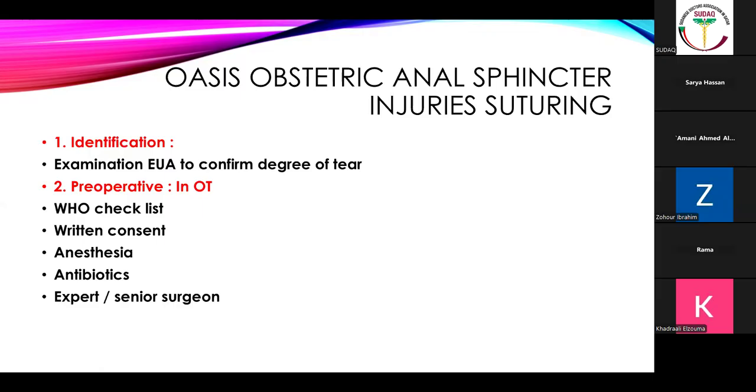Obstetric anal sphincter injuries. This is the perineal tears. Identification is the key. It is more important than how to suture is how to identify. So the proper examination should be done with a high clinical suspicion during labor.